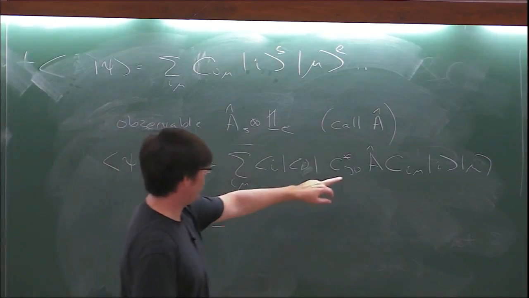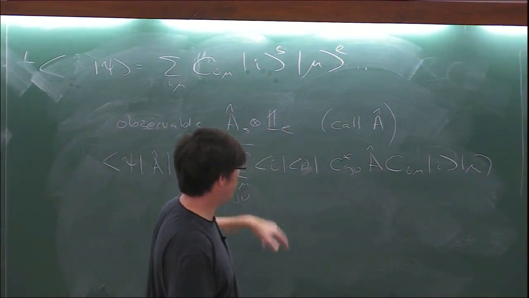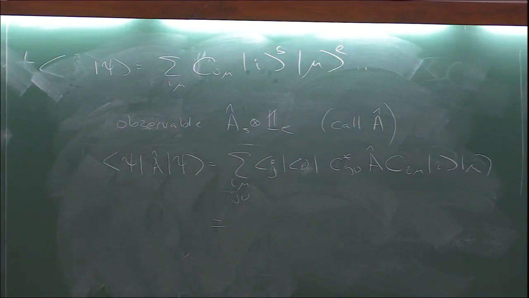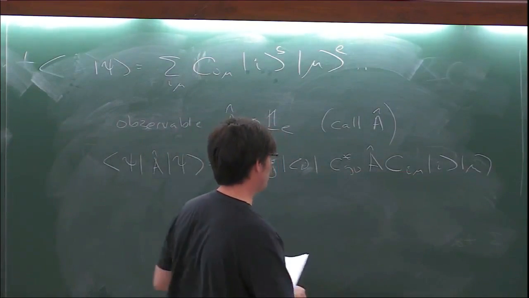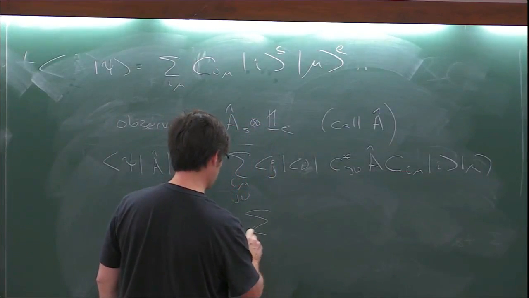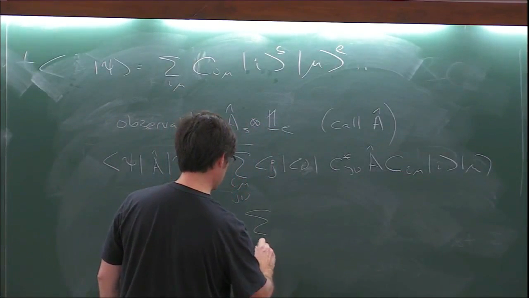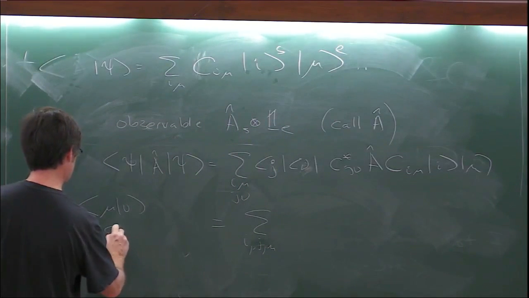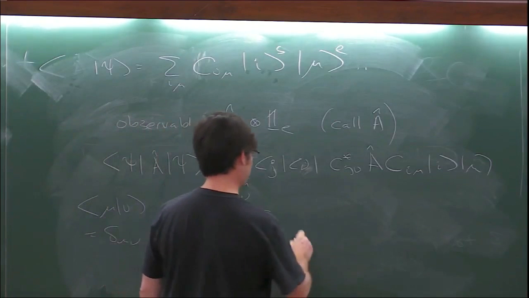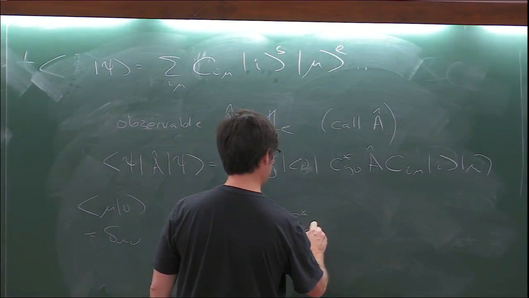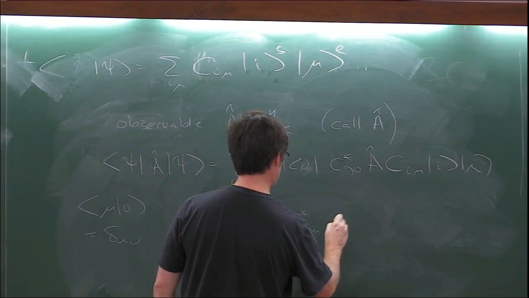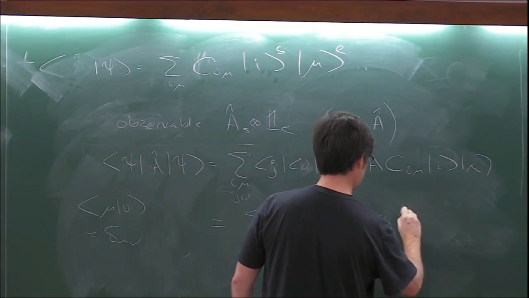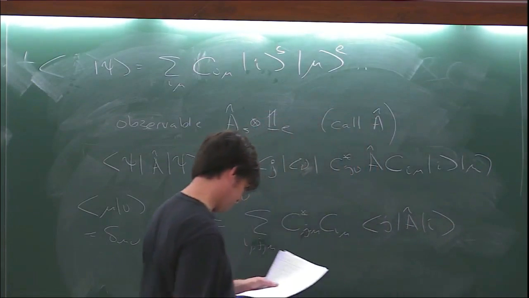So A here will act non-trivially on i and j, but not on mu and nu. And this is an orthogonal basis. So using the fact that the inner product of mu and nu is delta mu nu, I'll find that this is the sum of C star j mu C i mu times j A hat i.